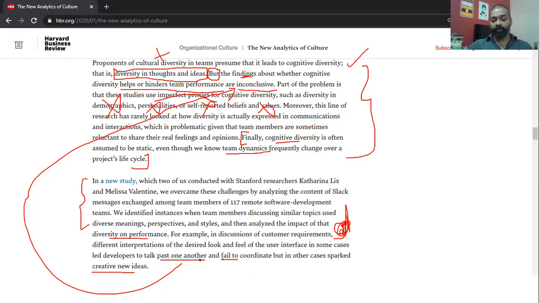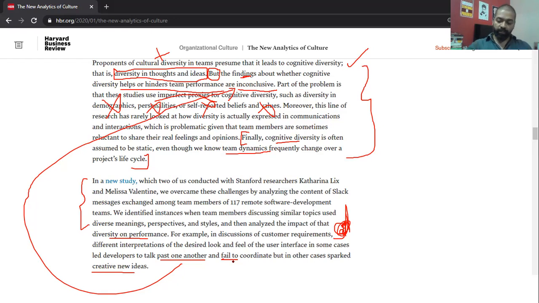Now, why did I connect? Because that's what they found out, right? There is negative and there is positive. So diversity could hamper the communication or hamper teamwork, and sometimes it creates new ideas also. So there's good, there's bad. That's what you'll have to be able to catch from their study.